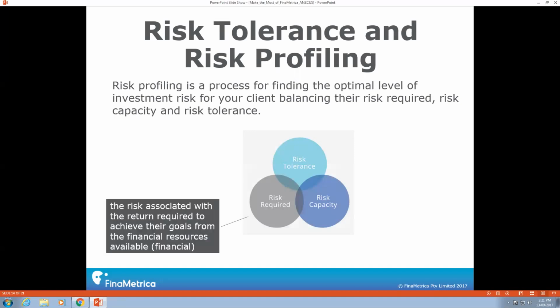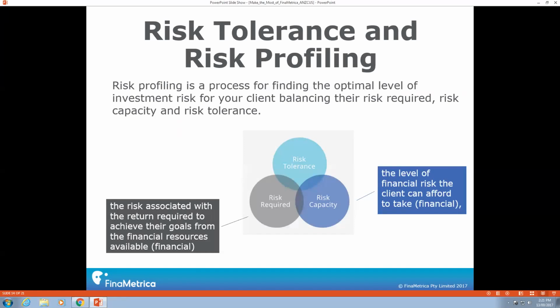So the risk required is simply the risk associated with the return required to achieve their goals from the financial resources available. It is a financial calculation. The risk capacity is the level of financial risk the client can afford to take. Again, it's a financial calculation. And finally, risk tolerance is the level of risk the client is comfortable with taking. It's a psychological trait.